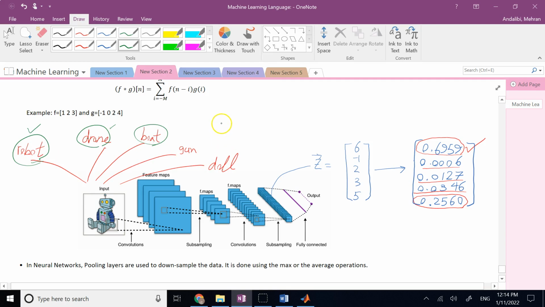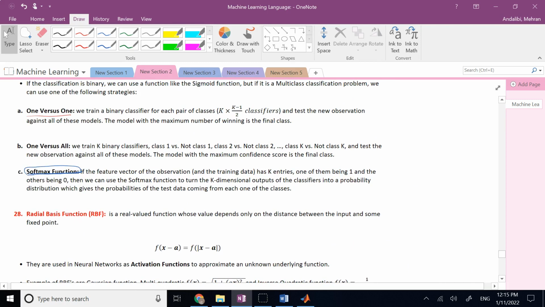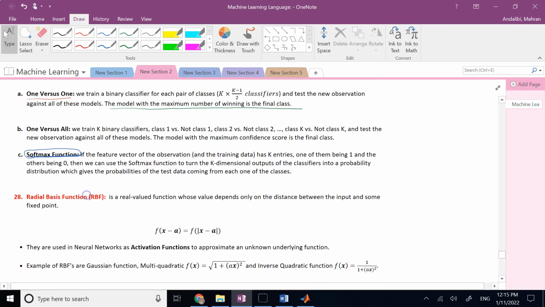So if you have k classes, you will get k times (k minus 1) divided by 2, or the selection of 2 out of k objects, C of 2 out of k combinations, and each one of them will give you a number. And then you look at all these numbers, and the class with the maximum number of votes, the maximum number of wins, is going to be your final winner, right?